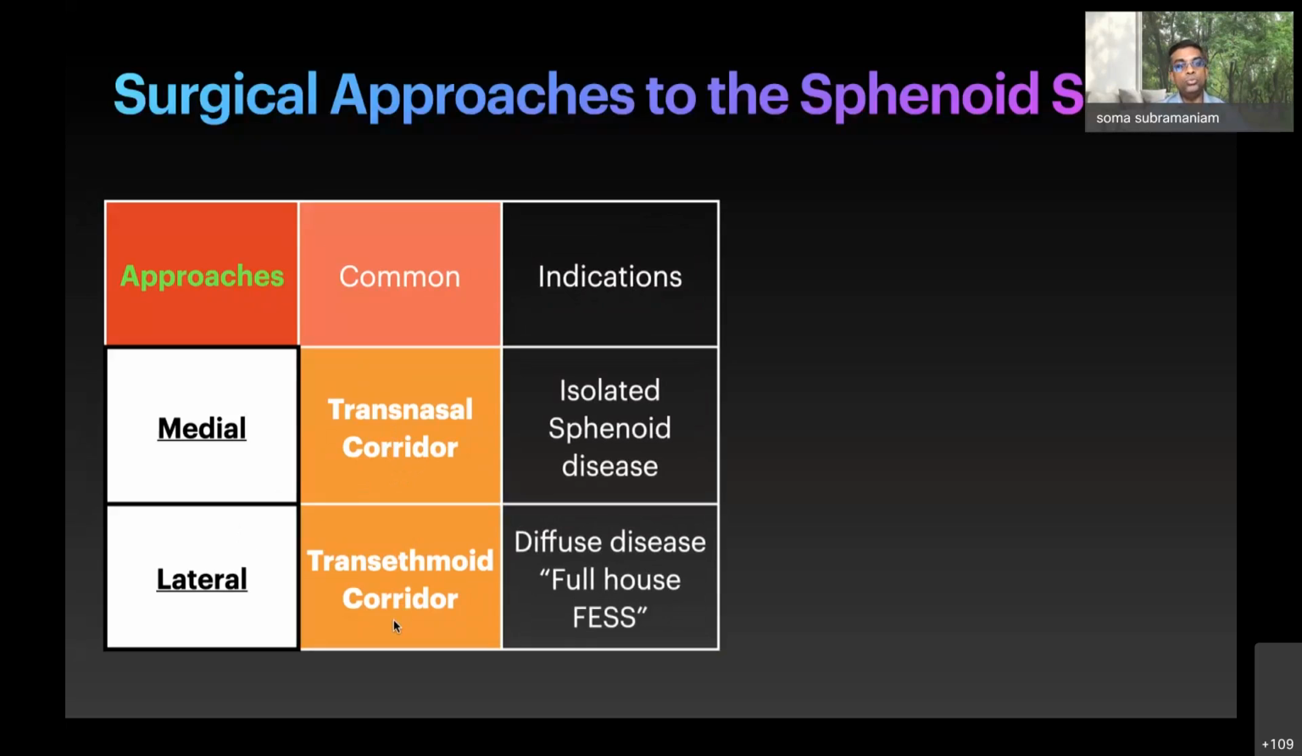So when do we do this? The medial transnasal corridor is usually for isolated sphenoid sinus disease, usually inflammatory disease, because for tumors we may need a wider approach than that. And the most common lateral approach we use, the transethmoid, is usually for a full house FESS for chronic sinusitis, usually, or nasal polyposis.